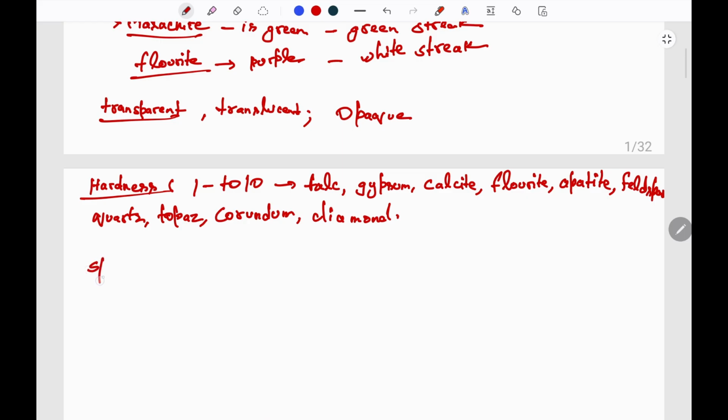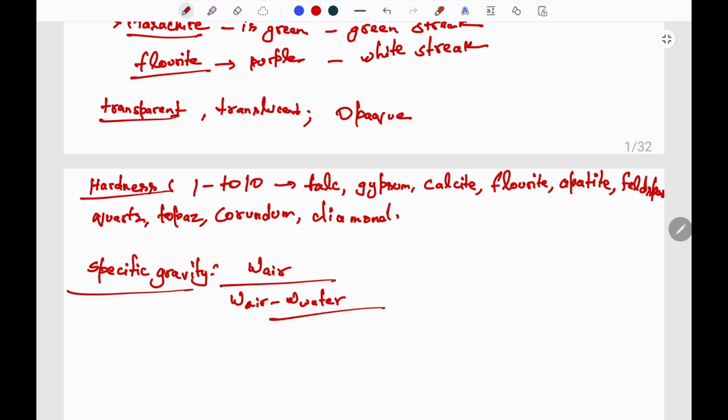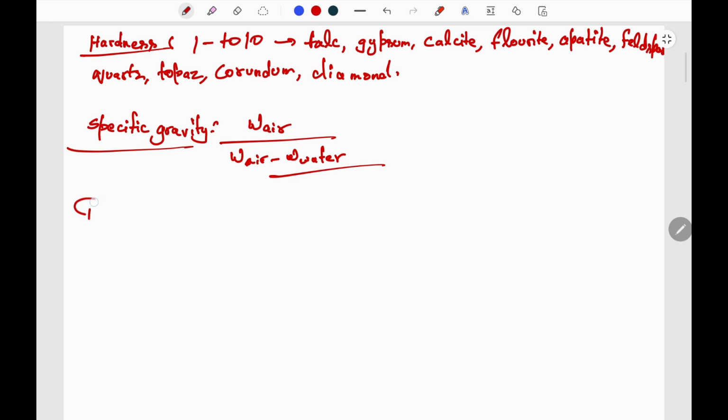Next one is specific gravity. What is this? This is the ratio between weight of the given object and weight of equal volume of water. And it can also be expressed as weight of object in air divided by weight of object in air minus weight of object in water. This is specific gravity. This is about minerals. Now moving on to the rocks.